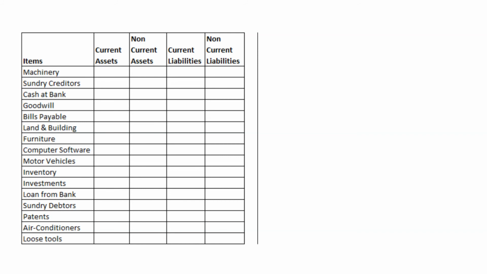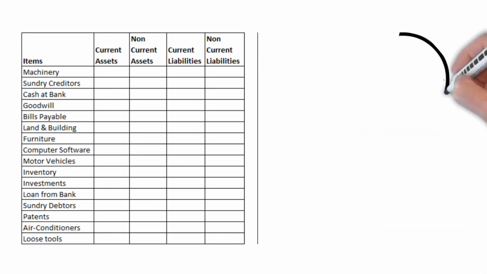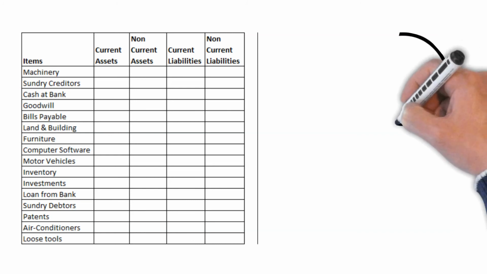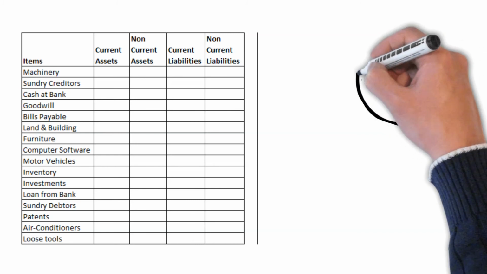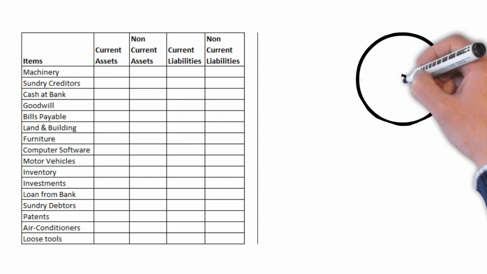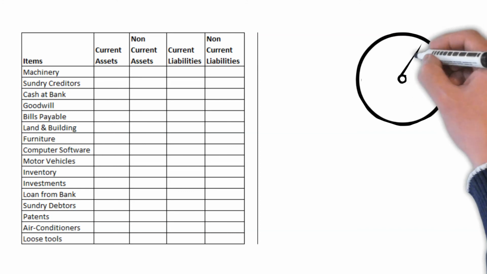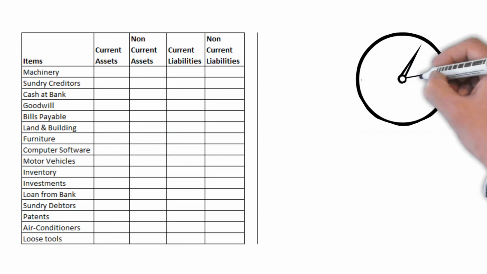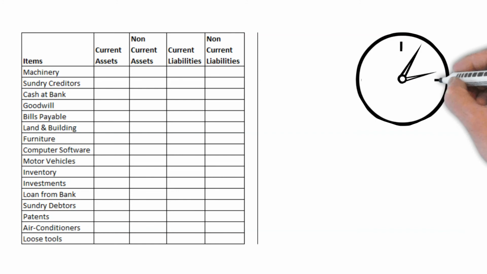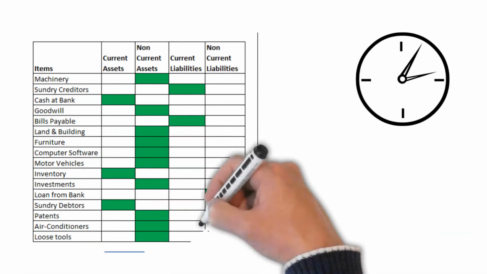Now let's do an activity. Will you be able to classify each of these items into the correct bucket? I hope all of you were able to get the correct answer. Please cross-verify with the final answers, cells colored in green.